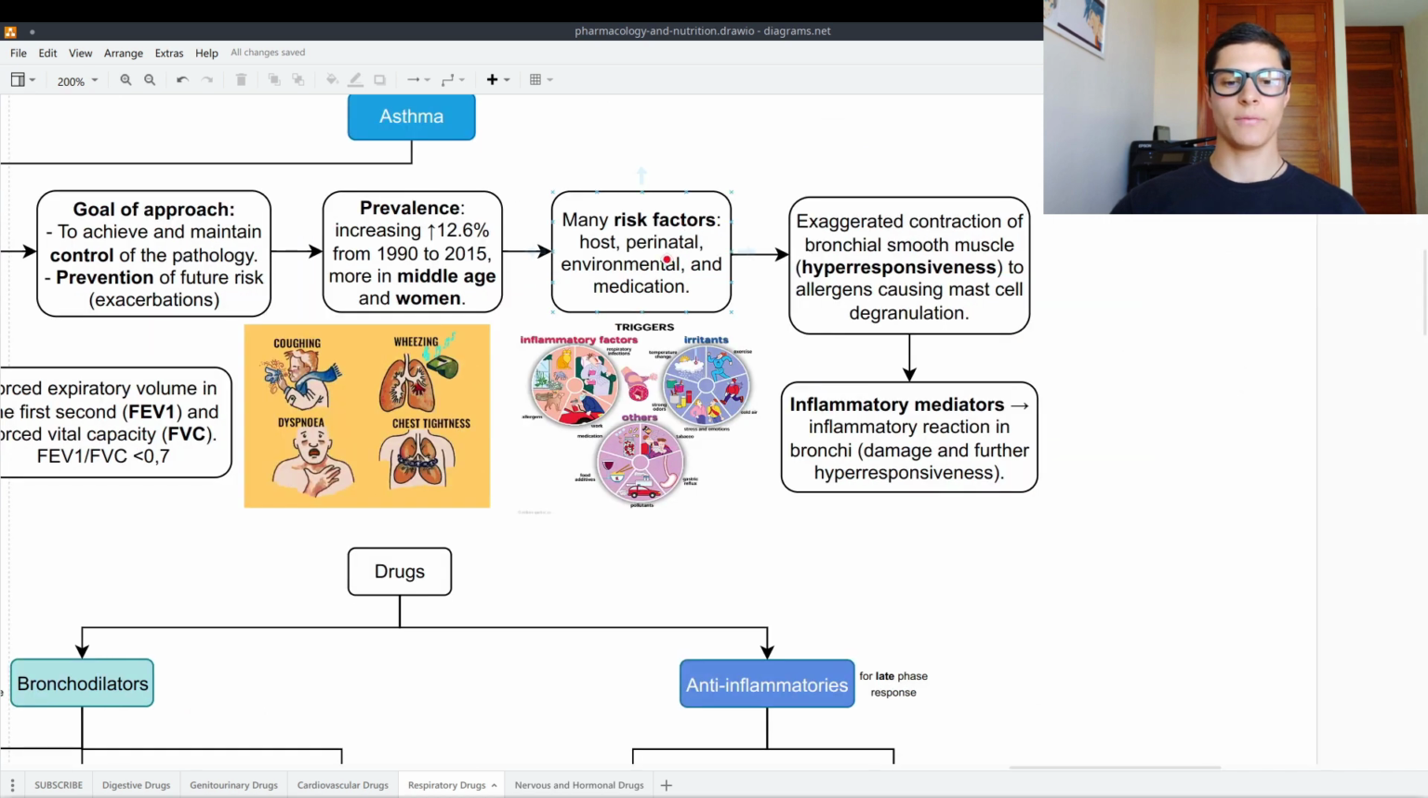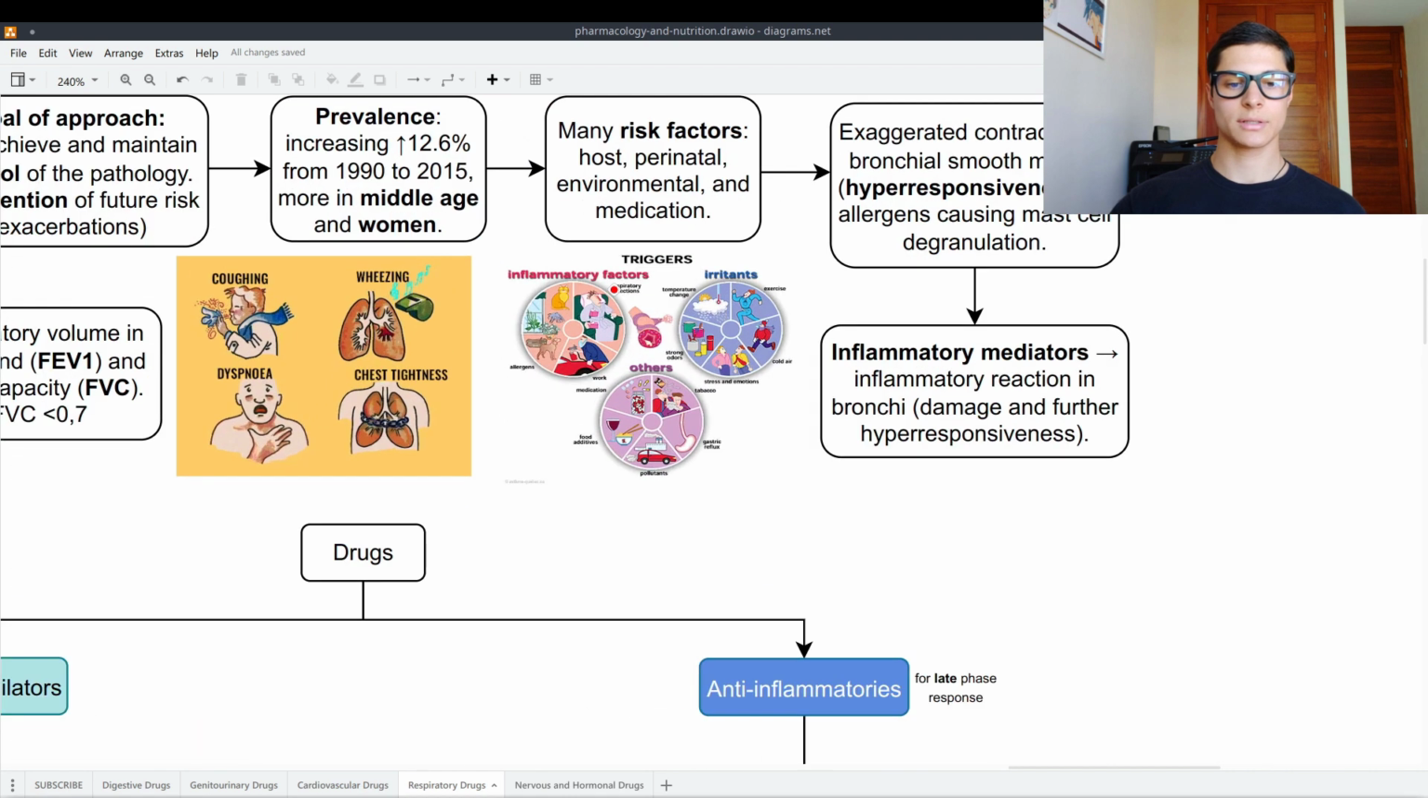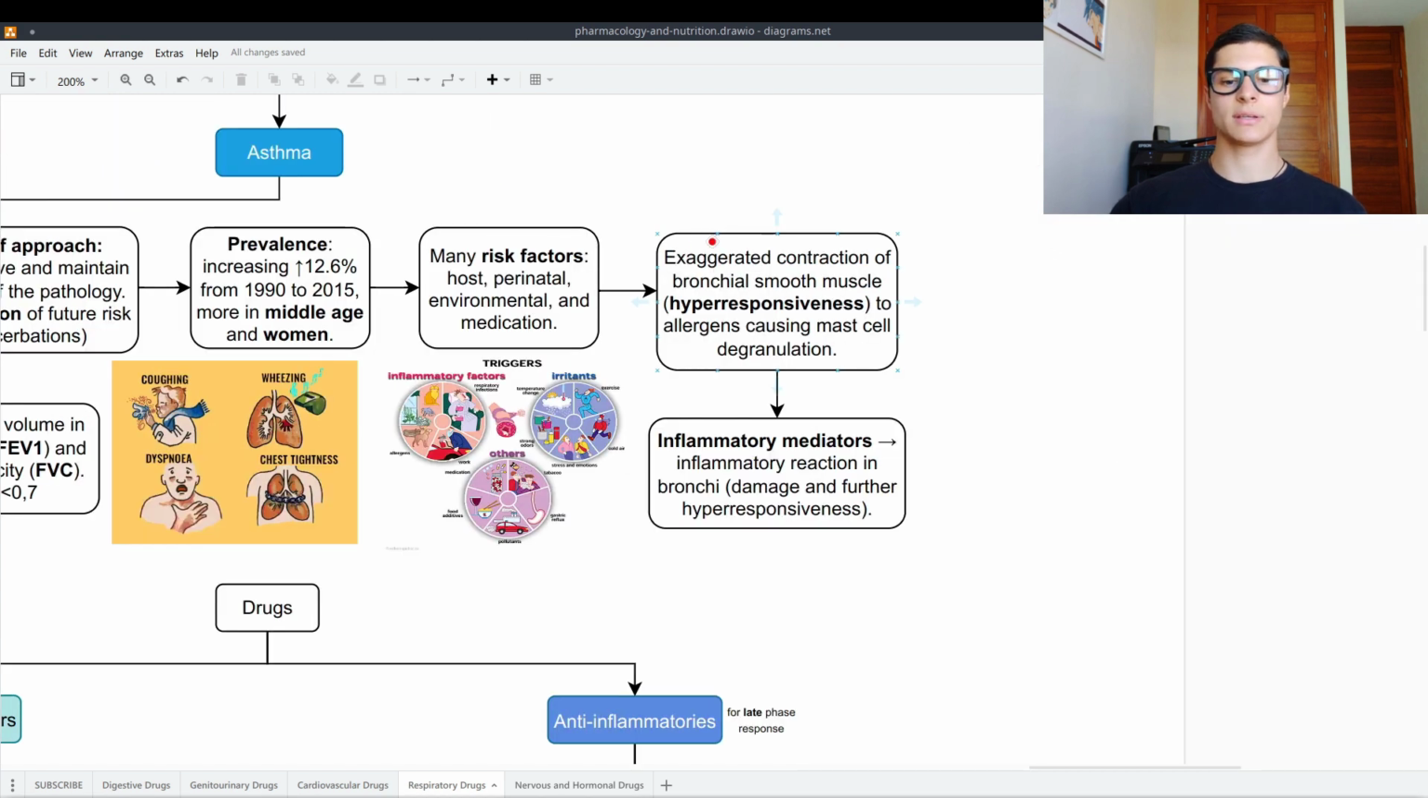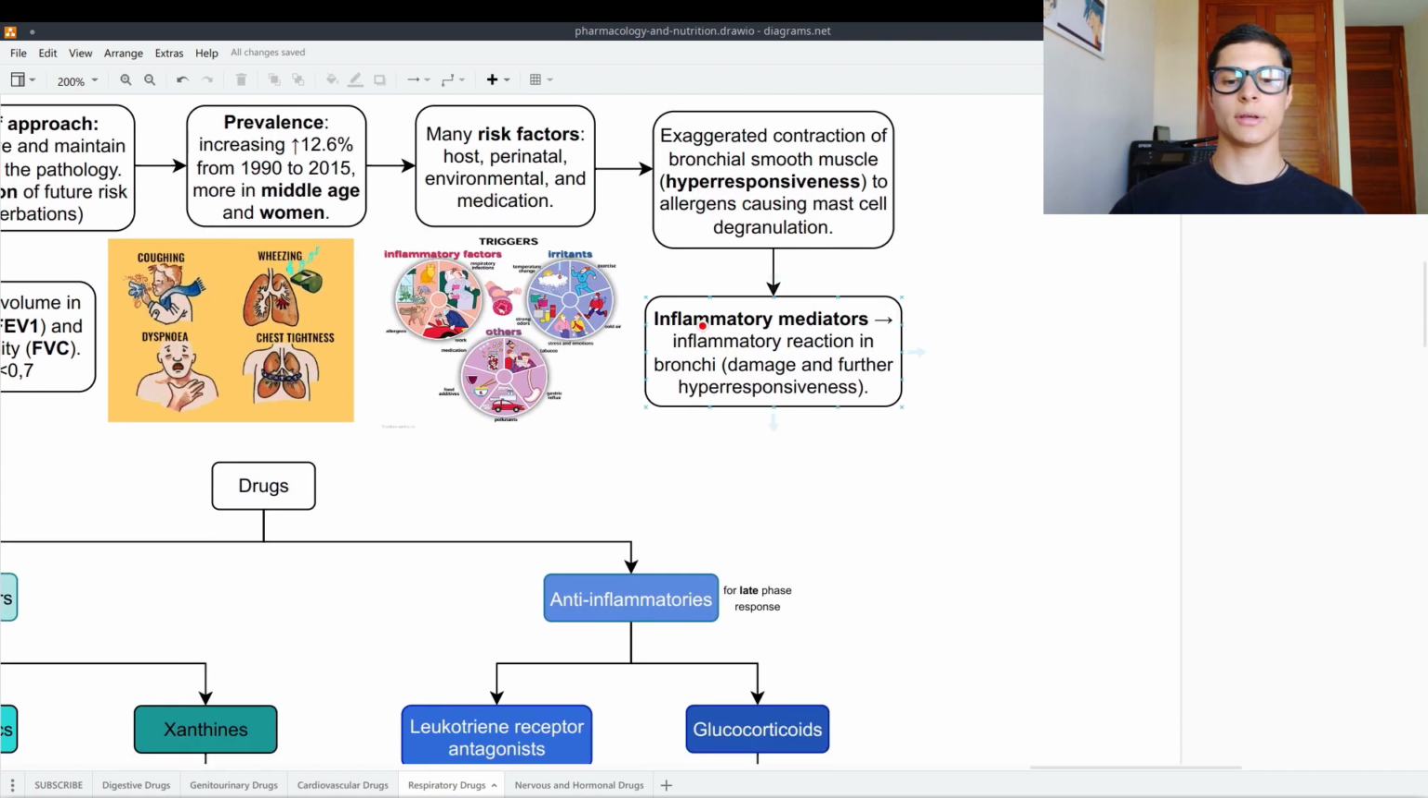Many risk factors are involved, as you can see here. The triggers are inflammatory factors, irritants, as well as others. What happens in asthma is that there is an exaggerated contraction of bronchial smooth muscle, hyperresponsiveness, to allergens causing mast cell degranulation. And also the inflammatory mediators will increase the inflammatory reaction in the bronchi, creating damage and further hyperresponsiveness. So it's a cycle.